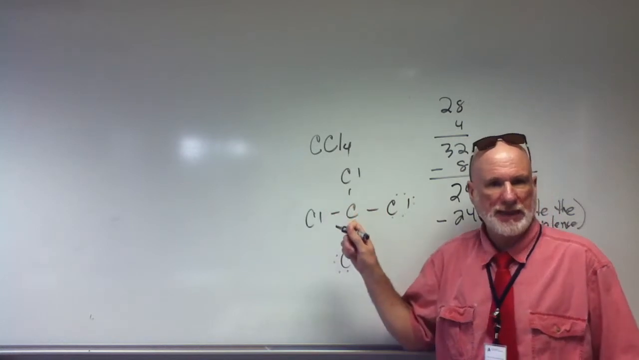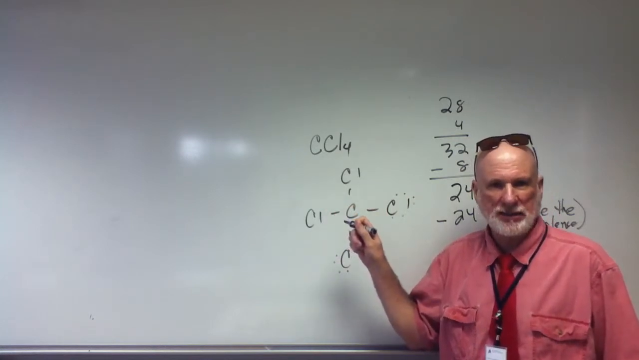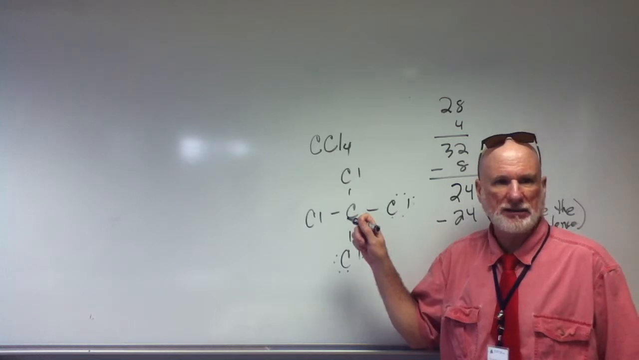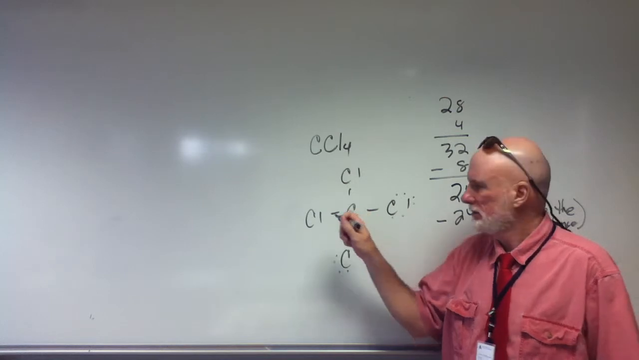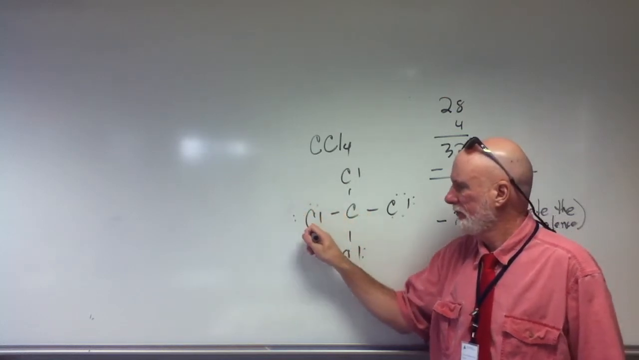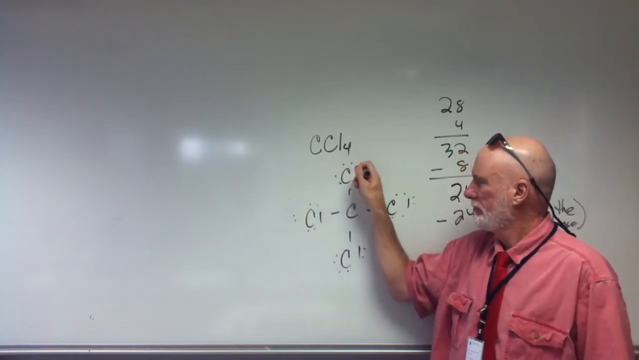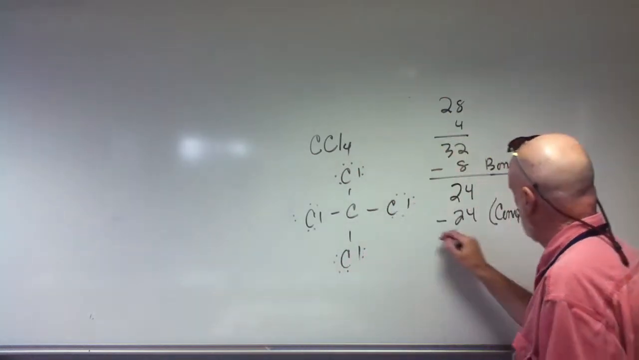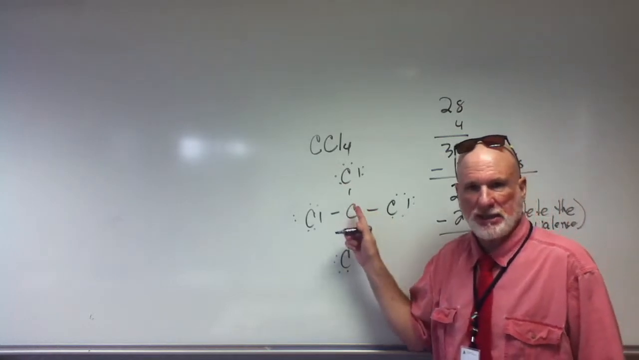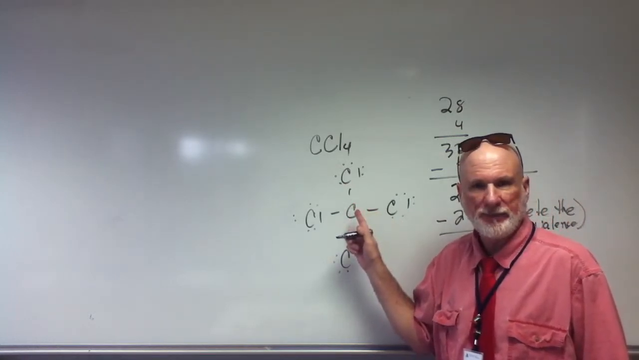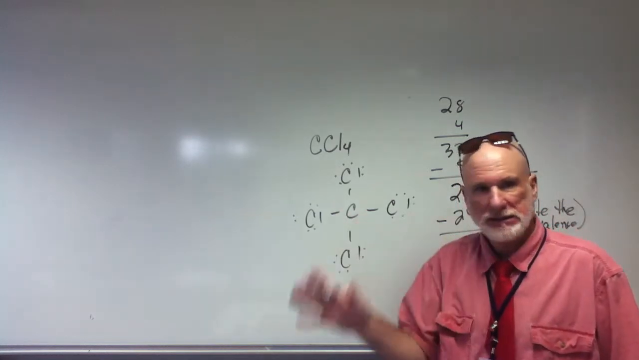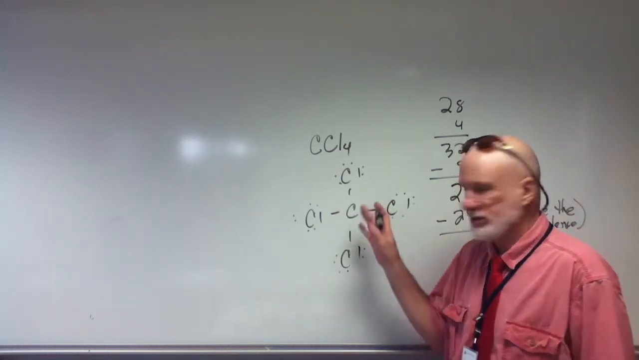Doesn't chlorine want to be like the nearest noble gas, argon? How many electrons does argon have in its valence shell? 8, right? Correct? So that's it. Any excess electrons on the central atom? No, there's none left over. Therefore, it is going to look like this, right?